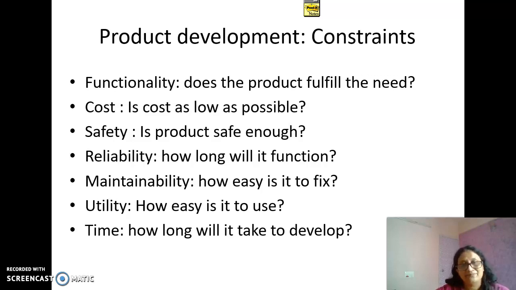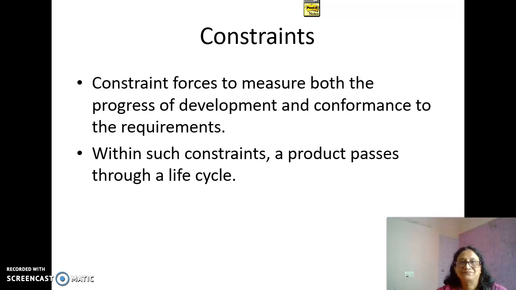And of course time. How long will it take to develop the product? Because if the development time is too long, then the product will be launched too late in the market and profit margins will be reduced. So indirectly, what we can see is that constraints force us to measure both the progress of development and conformance to the requirements. Within such constraints, a product passes through a complete life cycle, that is, through all the phases.